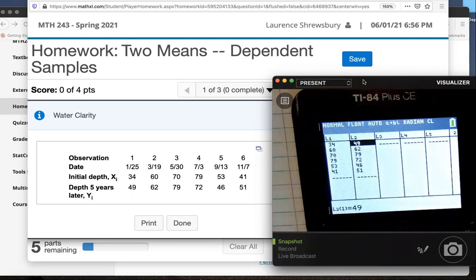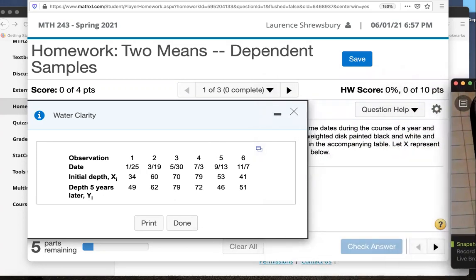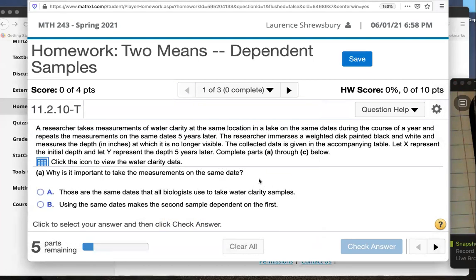Now, I need to go over here, and I need to read carefully what they want me to subtract from what. Now, you don't have to worry about this on an exam from me, okay. But in order for this homework to be able to grade you, you need to do it a certain way, the way it tells you.